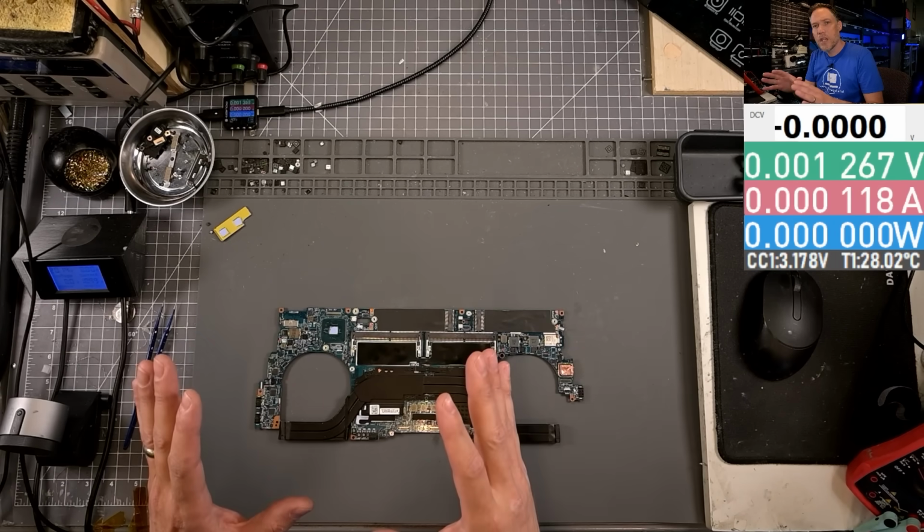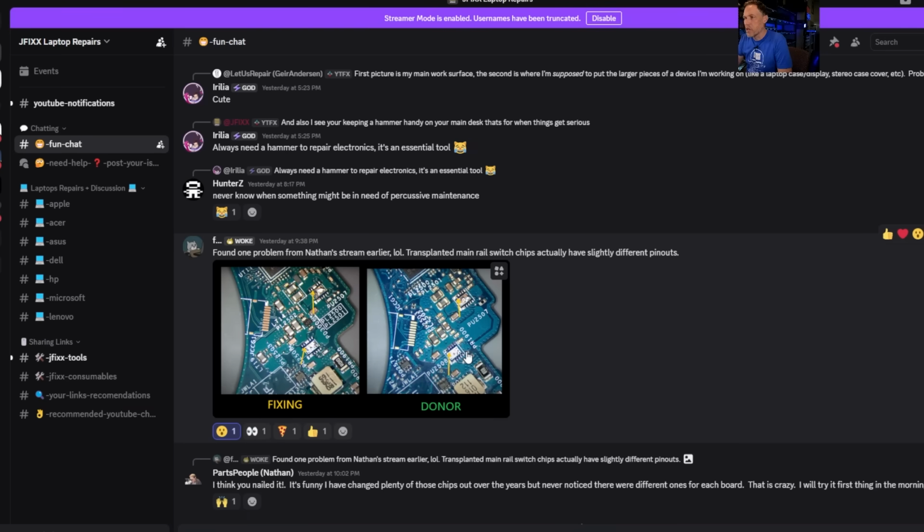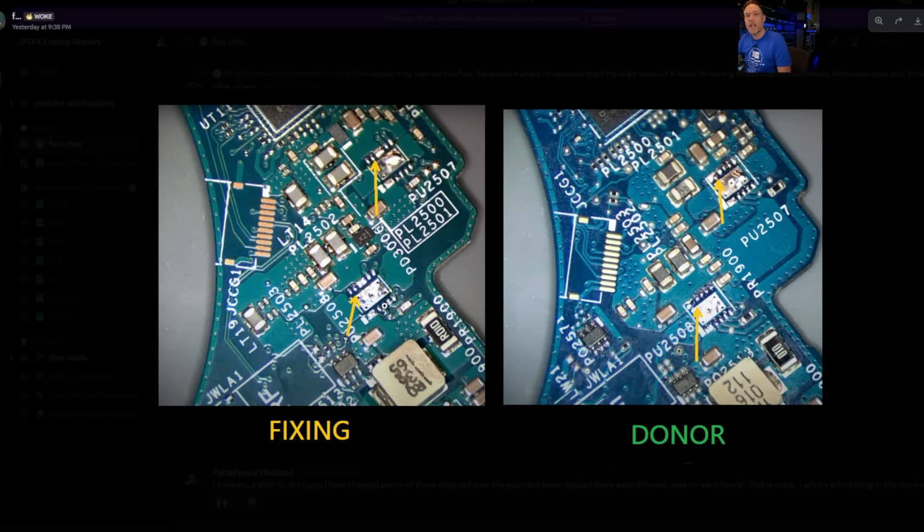But I have to say that after the live stream ended, one of our viewers posted on the Discord channel that he noticed that I made a mistake. And here's what the mistake is. My donor board had a different pinout than the board we were fixing. I assumed that the boards had the exact same chips.